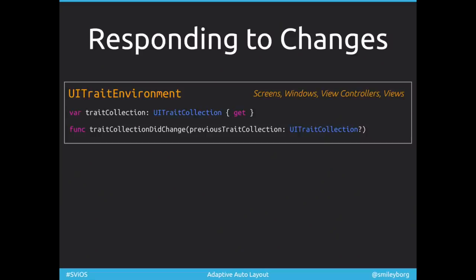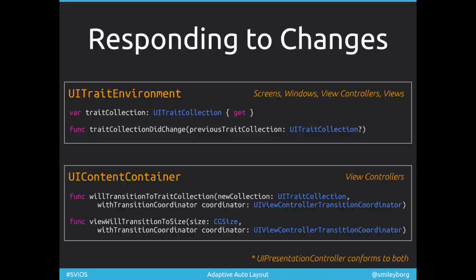So, okay, that's a little overview of trait environments. How do we respond to changes in traits and trait collections and things like that? Well, there's a couple protocols here. One is UITraitEnvironment. It specifies that every one of these screens, windows, view controllers, and views has a trait collection, so that's the current one. And it also has a method, traitCollectionDidChange, and the previous trait collection gets passed into that. So you can obviously implement that method and override that, or you can access the current trait collection via that property there. So that's nice.